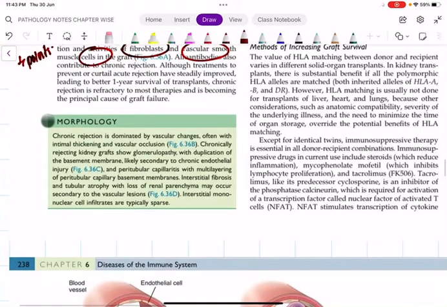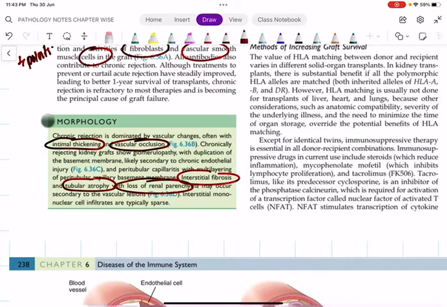Then chronic rejection. I told you the major important things are intimal thickening and vascular occlusion. Yes, interstitial fibrosis, tubular atrophy. Then loss of renal parenchyma. And remember this inflammatory cell infiltrate will be very rarely found, because it is very chronic. After months or years only the patient has chronic rejection. After months or years only the problem starts. Yes, remember the points: vascular occlusion, intimal thickening, interstitial fibrosis, tubular atrophy, loss of renal parenchyma.